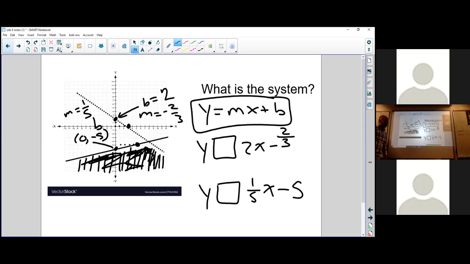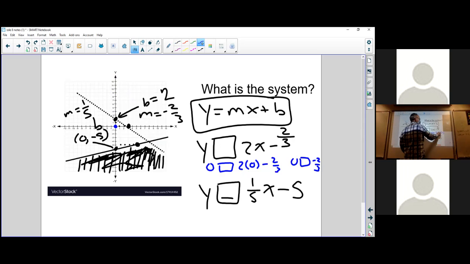Then we have to figure out what my signs are. I know this one will have an equal sign in it. Why can I say that one will have an equal sign? Because it's solid. And then from there, let's take a look. If I pick 0, 0, and plug it in here, 0 blank 2 times 0 minus 2/3. So is 0 bigger than or smaller than -2/3? Should be bigger. That shaded that.